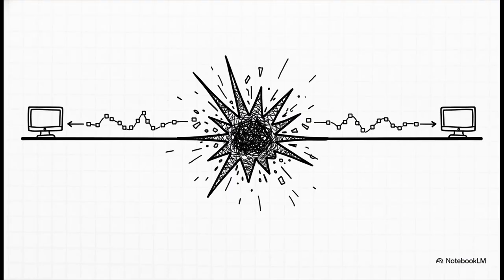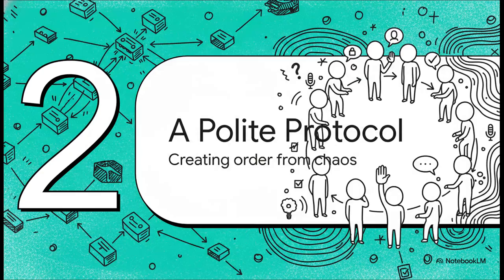Now, the problem with a party line is pretty obvious. If two computers try to send a message at the exact same microsecond, their electrical signals literally smash into each other on that wire. The result? A garbled, unreadable mess. We call that a collision, and without some rules of the road, it would make communication pretty much impossible. So, how do you fix it? How do you bring some order to all that potential chaos?